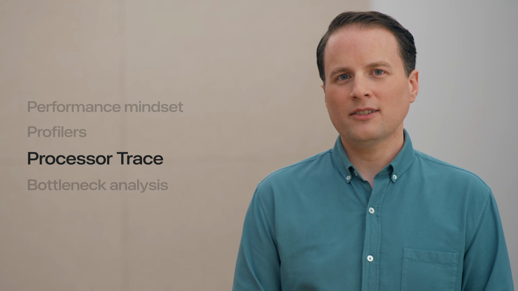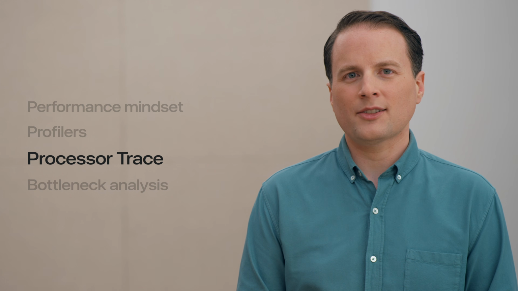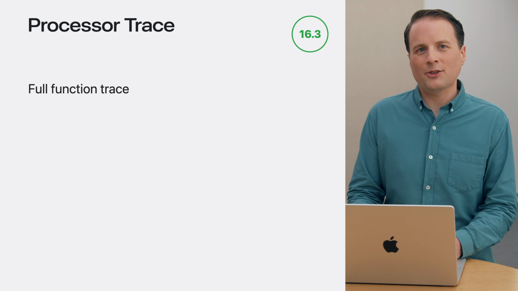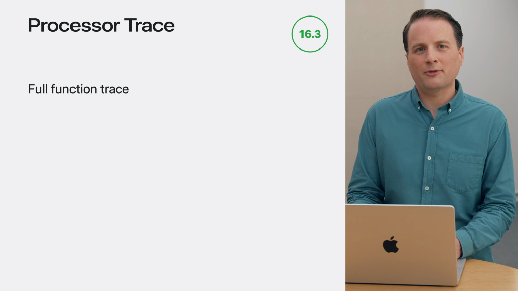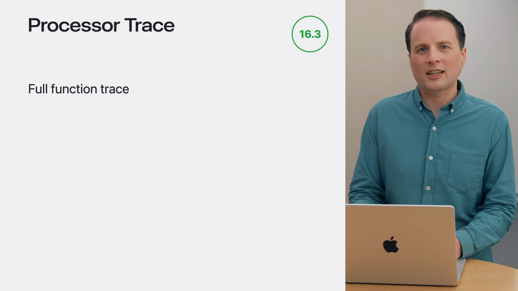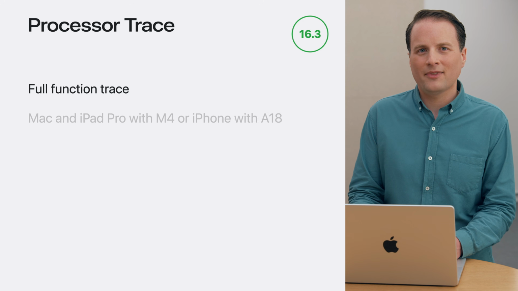To dig in deeper, we'll switch to a new tool called Processor Trace. Starting in Instruments 16.3, Processor Trace can collect a complete trace of all the instructions your app's process executes in user space. This is a fundamental shift in how you can measure software performance. There's no sampling bias and only a negligible 1% impact to your app's performance.